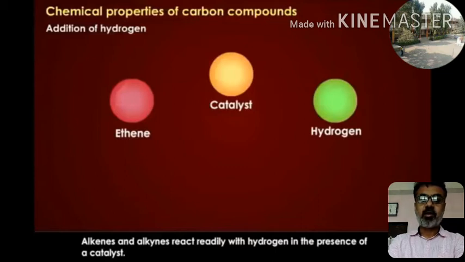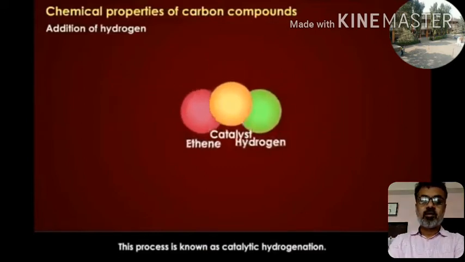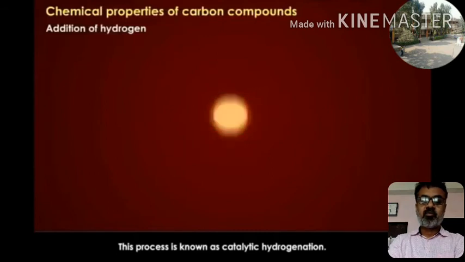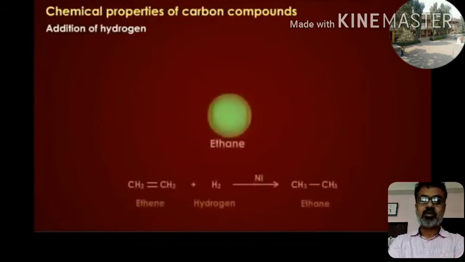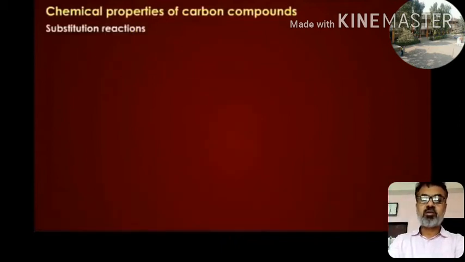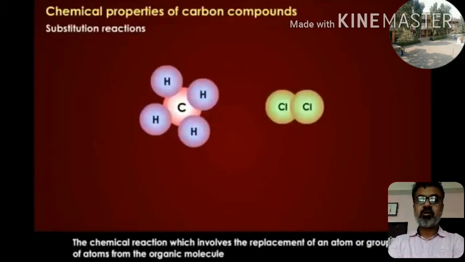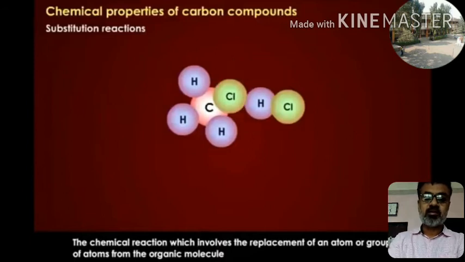Here we see the addition of hydrogen. Alkenes and alkynes react readily with hydrogen in the presence of a catalyst. This process is known as catalytic hydrogenation. Here we see the reaction of ethene. When hydrogenation of ethene is carried out in the presence of nickel as a catalyst, it gives the saturated hydrocarbon ethane.